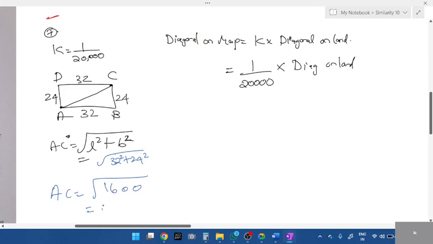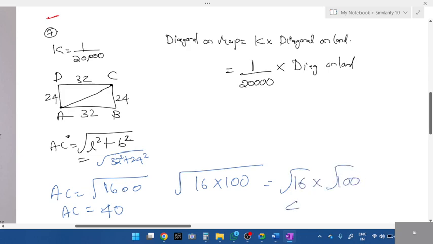How do you find the root of this? What is the square root of 16? 4. And for the 100, you take 10 outside. See, this 1600 can be written as 16 into 100. Square root of 16 into square root of 100. Square root of 16 is 4. Square root of 100 is 10. That is how you get 40, students.